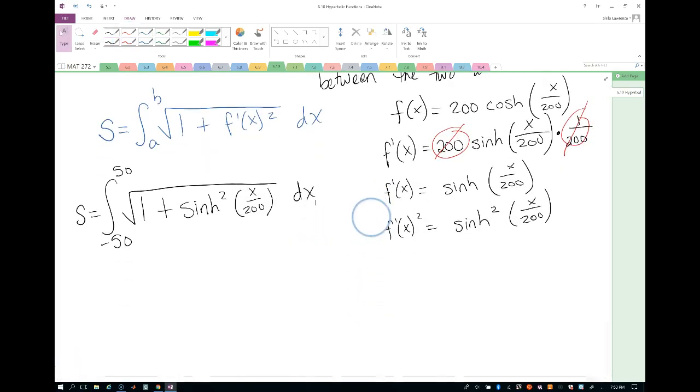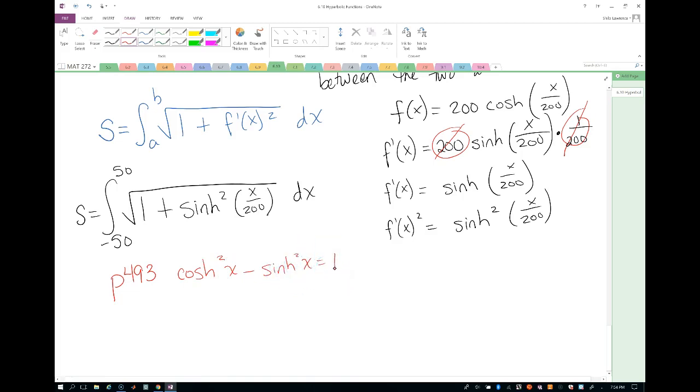On page 493 of our textbook, you will see some identities for hyperbolic trig functions. They're fairly similar to what we use with our circular trig functions. Some of them are just slightly different. But the one that we're going to be interested in to make this problem a little bit simpler says that hyperbolic cosine squared minus hyperbolic sine squared equals 1.